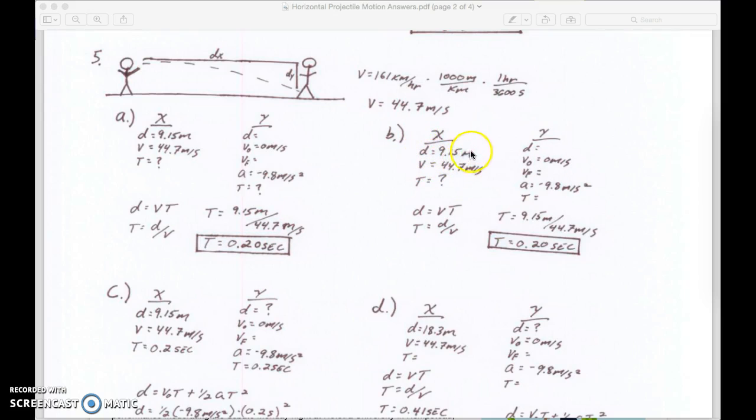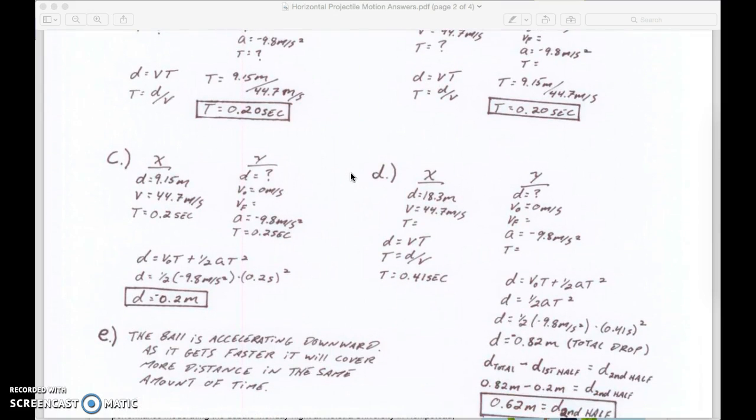Part B, I set up my x and y stuff. The second half of the trip, the displacement's 9.15 meters. The velocity is still 44.7 meters per second, and I'm still looking for time. This is the exact same thing. Time is still displacement over velocity. It's the same displacement over the same velocity. So it takes the same amount of time to go halfway to the catcher as it does to go the second half all the way to the catcher.